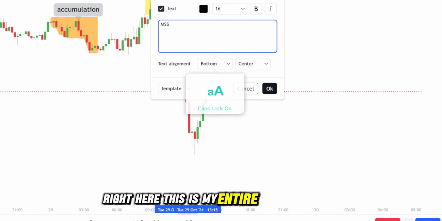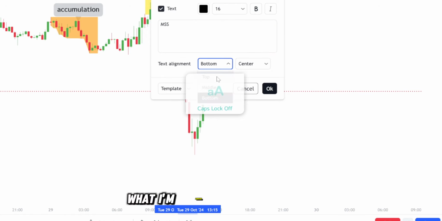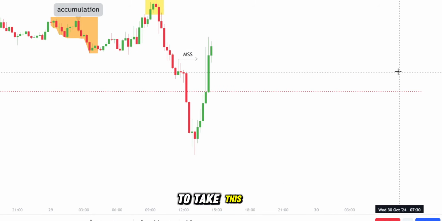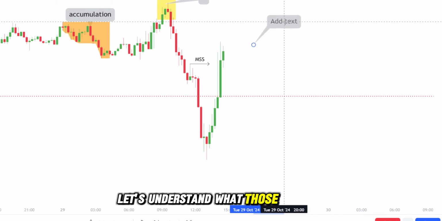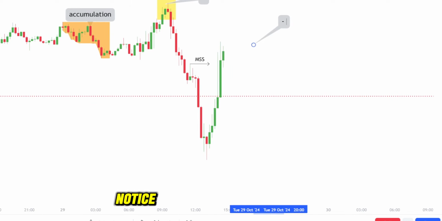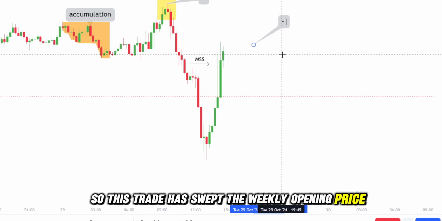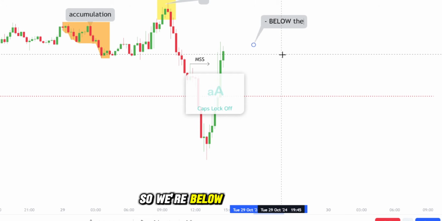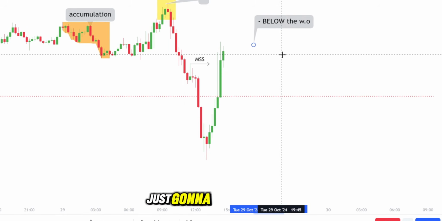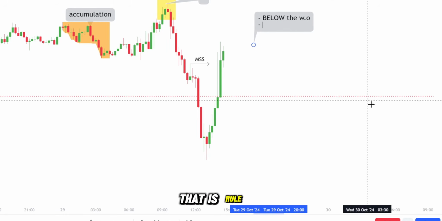This is my entire trading strategy. What I'm looking for is 3 things to take this trade. This is a very high probability trade. Let's understand what those things are. And notice how price has left a fair value gap below the weekly opening price. So this trade has swept the weekly opening price and the buying entry is below the weekly opening. So we're below the weekly opening. I'm just going to write WO for sure. That is rule number 1.